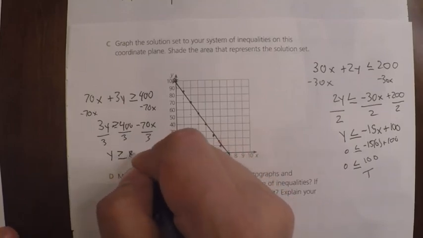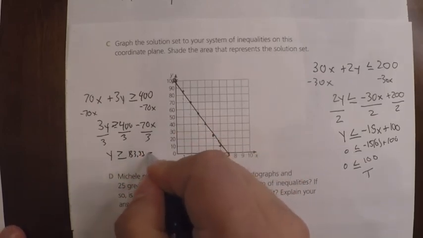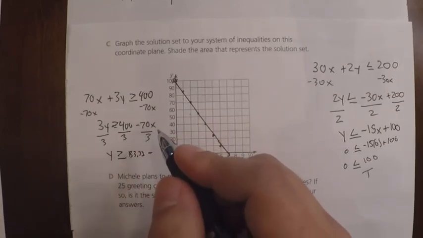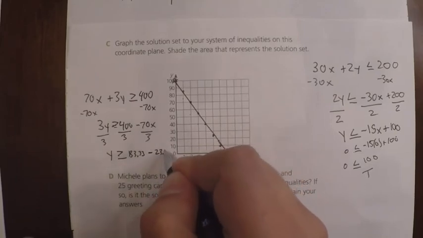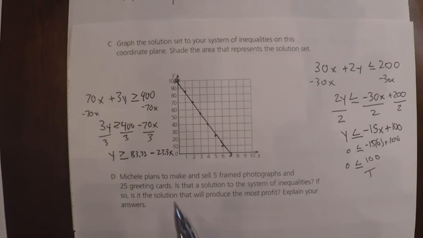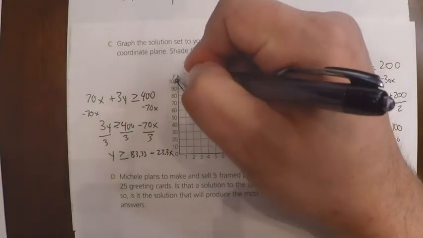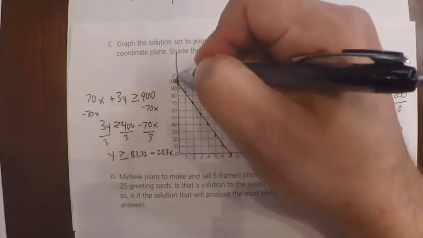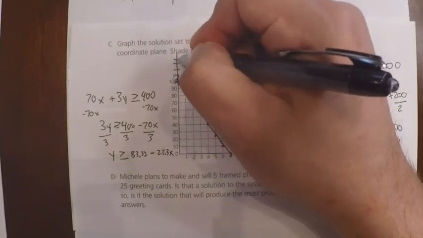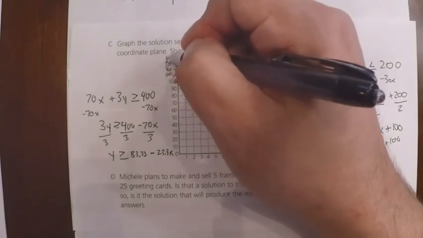Which is 133.333, then minus, then 70 divided by 3, which is going to be about 23.3x there, right? So this one doesn't work out as pretty here. All right, so if we're graphing this here, we have a y-intercept of 133, which we'd have to extend our graph up here to see. So I'm just going to extend it up to 110, 120, 130, 140.